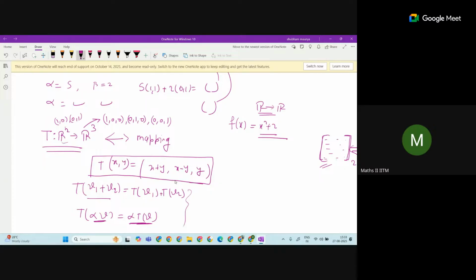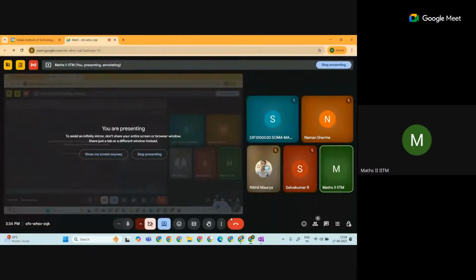Anyone can tell what the matrix representation is here? Is anyone solving that problem?